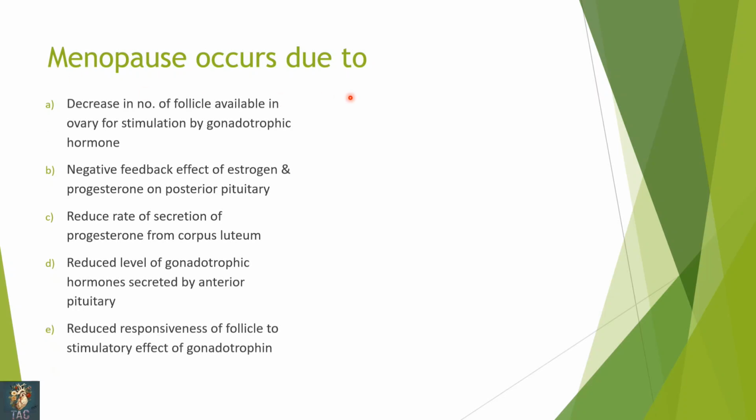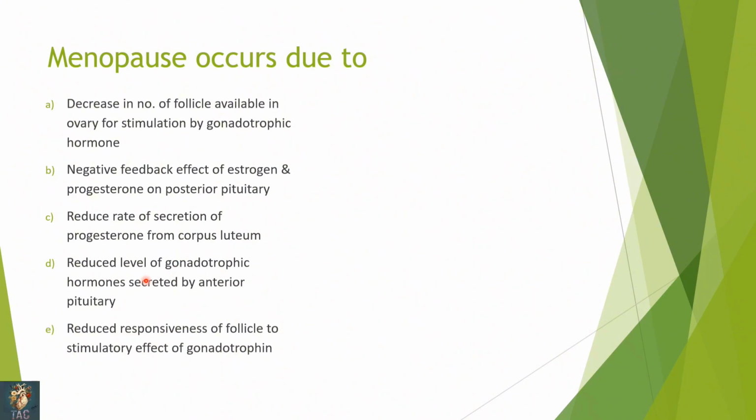Next, menopause occurs due to different factors given here: a decrease in the number of follicles available in the ovary for stimulation by gonadotrophic hormones, or the negative feedback effect of estrogen and progesterone on the posterior pituitary. This option is wrong, because in menopause estrogen and progesterone are not even produced, because ovulation is not taking place. Then reduced rate of secretion of progesterone from the corpus luteum: again, as the corpus luteum is not there, this option is wrong too. Then the reduced level of gonadotrophic hormone secreted by the anterior pituitary.